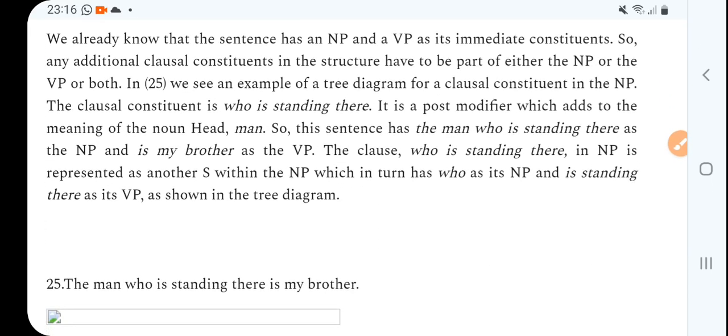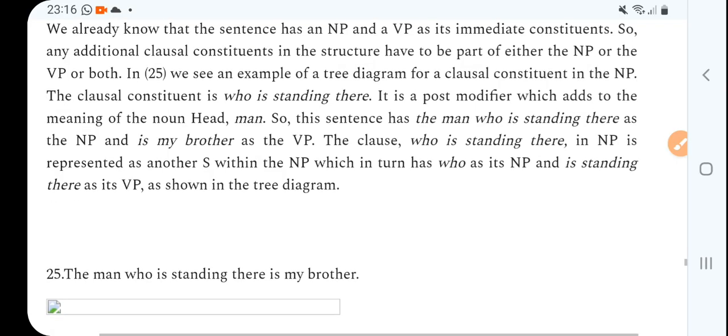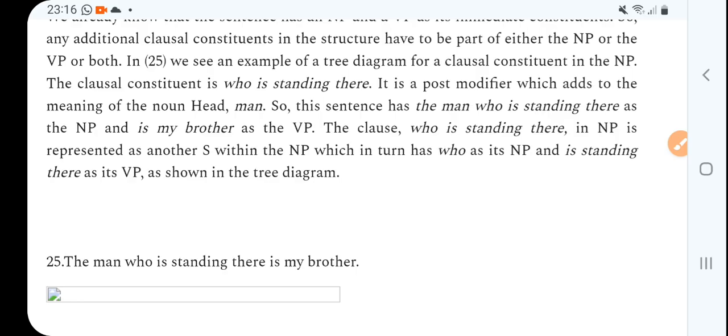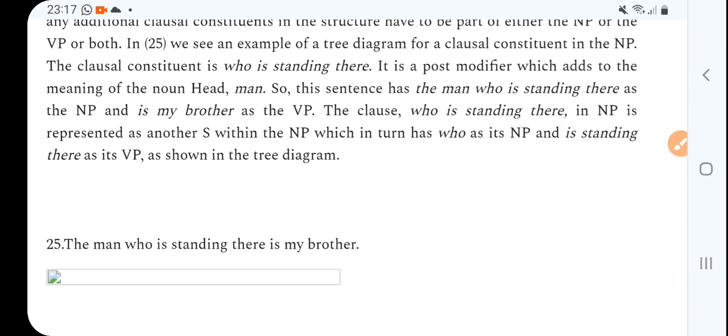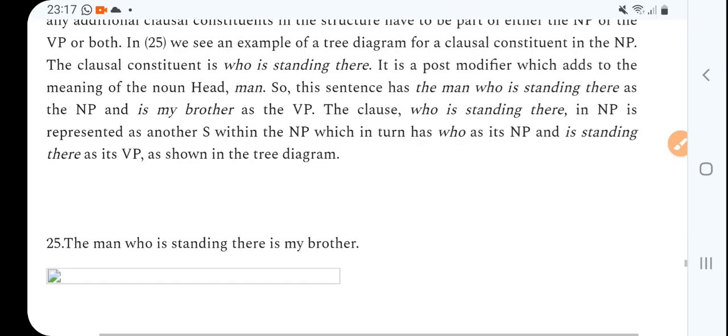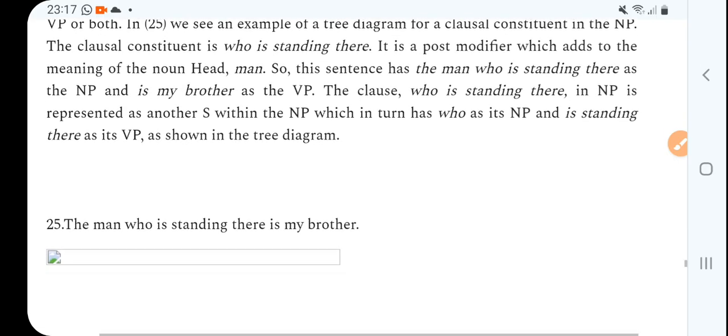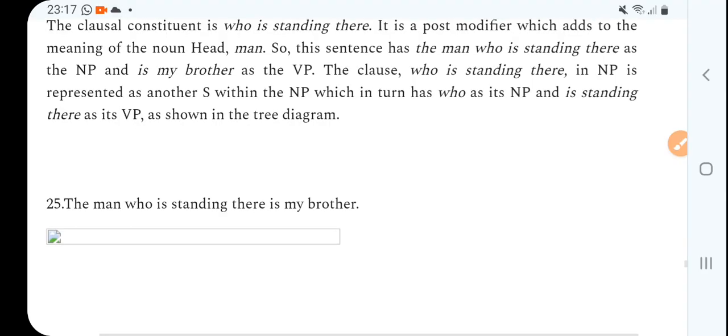We already know that a sentence has an NP and VP as its immediate constituents. So any additional clausal constituents in the structure have to be part of either the NP or the VP or both. We see an example of a tree diagram for a clausal constituent in NP. The clausal constituent is "who is standing there". It is a post-modifier which adds to the meaning of the noun head, "man".